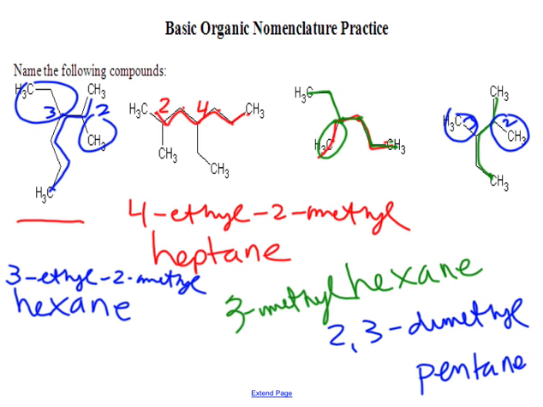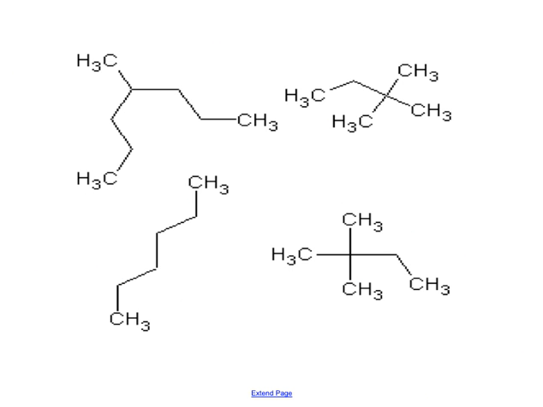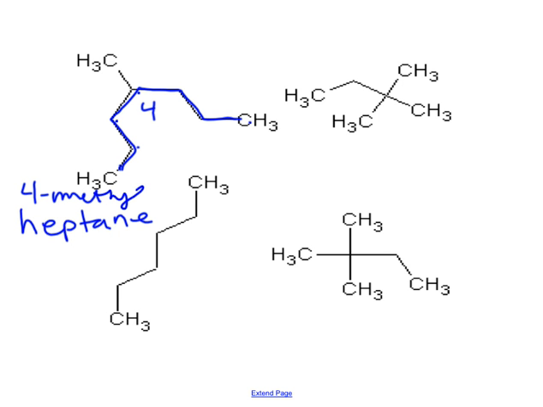Okay, let's keep going. This one's easy. Longest chain's pretty easy to see. 1, 2, 3, 4, 5, 6, 7. Heptane. 1, 2, 3, 4. Either direction is 4. 4-methylheptane. Good.